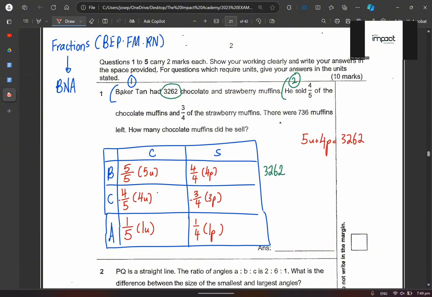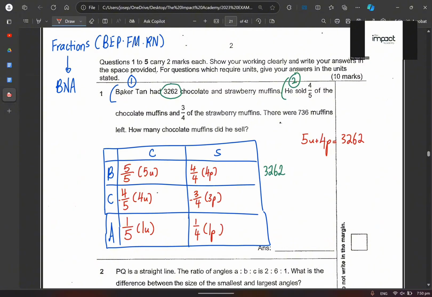Can I only have 1 equation or do I need 2 equations? Everyone say 2. When I have 2 equations, then I can do repeated identity. You understand what I'm saying now? So you must have two equations. One equation, how to repeat the identity? Cannot. Agree? What is my second equation? 1 unit plus 1 part equals 736.